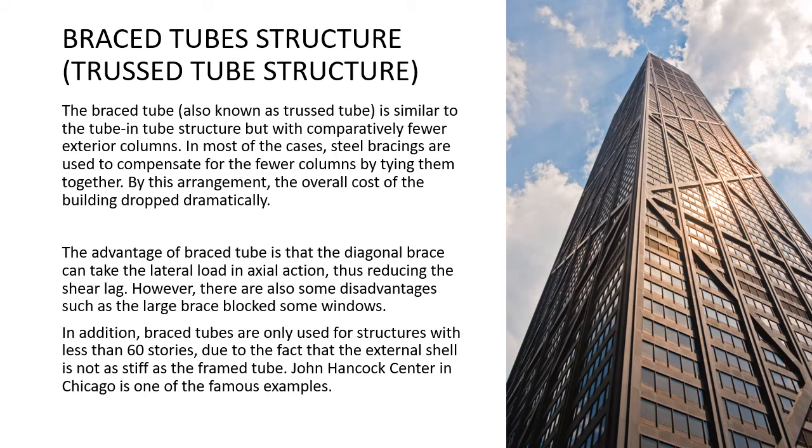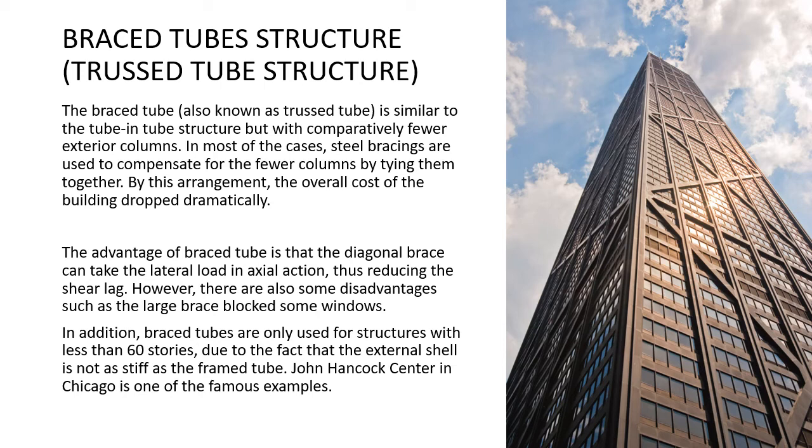Another type of tube structure is the brace tube structure or truss tube structure. The brace tube is similar to the tube-in-tube structure, but with comparatively fewer exterior columns. In most of the cases, steel bracings are used to compensate for the fewer columns by tying them together. By this arrangement, the overall cost of the building dropped dramatically. The advantage of brace tube is the diagonal brace can take the lateral load in axial action, thus reducing the shear lag.